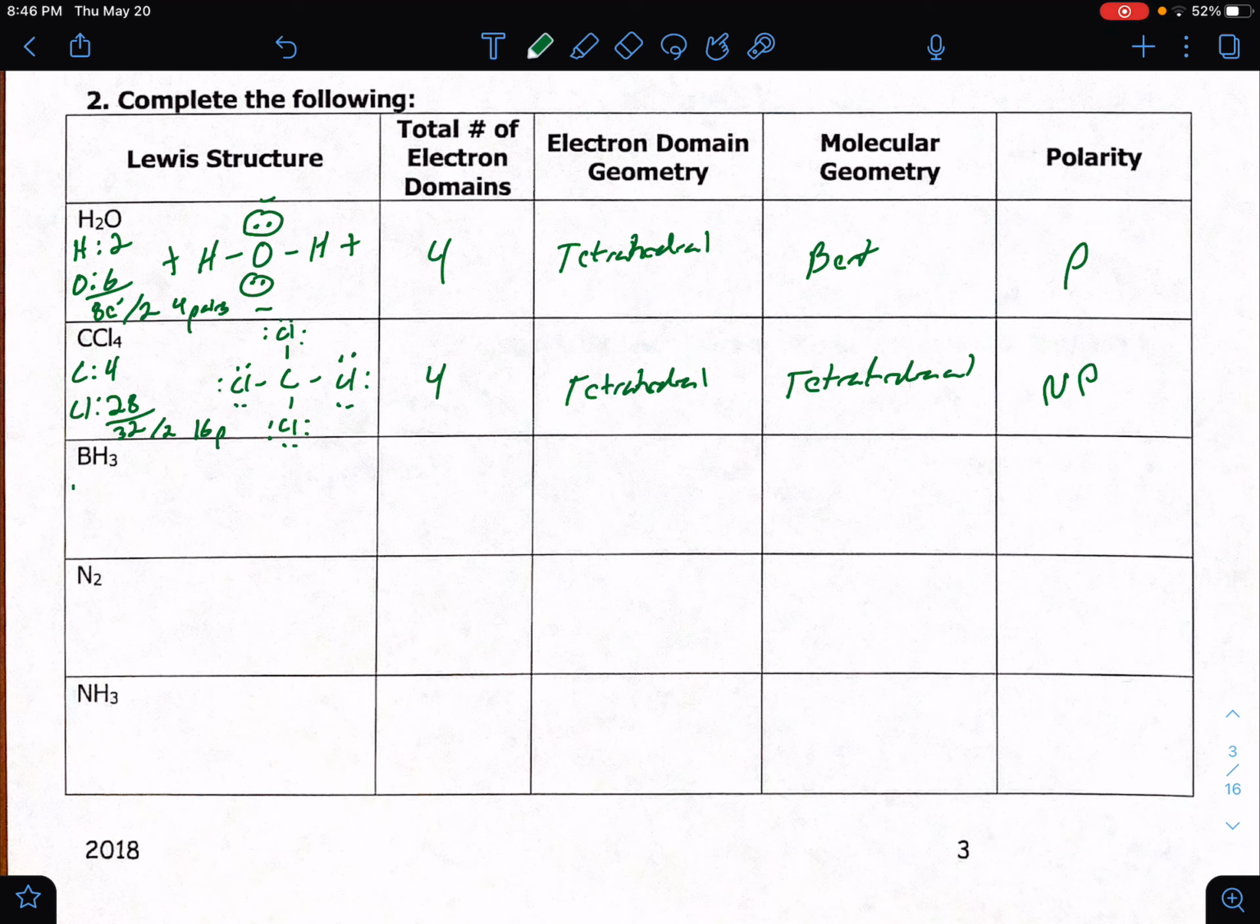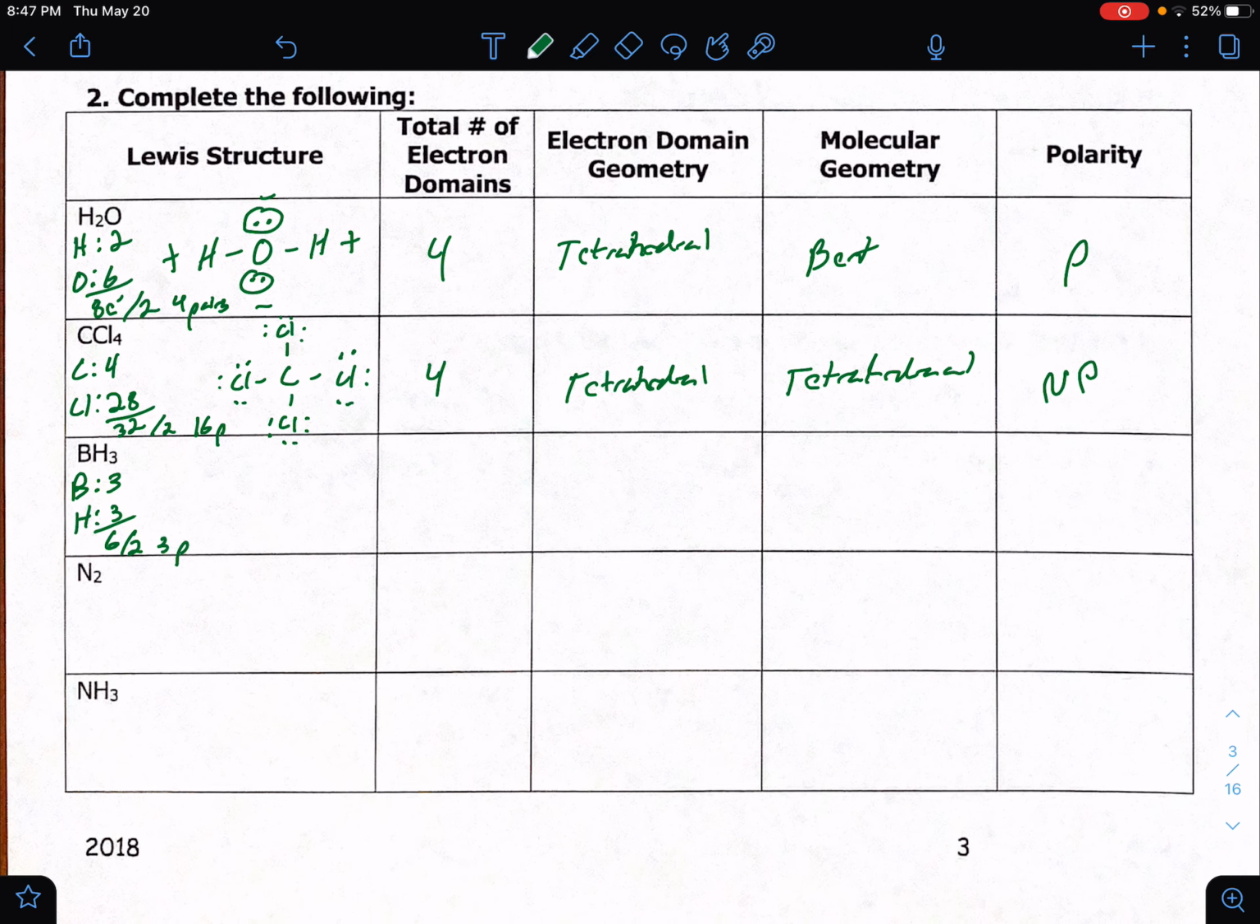Okay, BH3. Boron is going to have 3 electrons. Hydrogen is going to have 3. Add that up, you get 6. Divide by 2, and I have 3 pairs. So I'm going to take boron and add 3 H's. I just used up 3 pairs, and that is it. Remember, boron is one of those exceptions. Boron is fine with 3 pairs. Beryllium would be fine with 2, if you see that. So boron does not need to have 4 pairs.